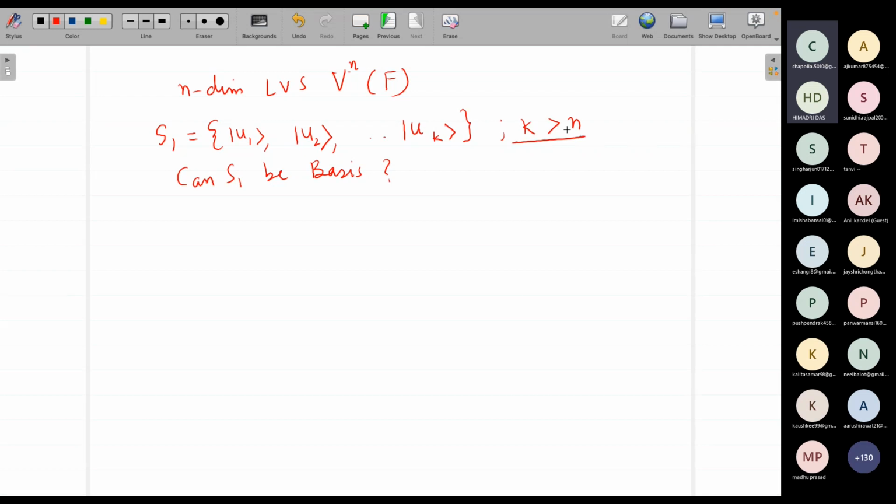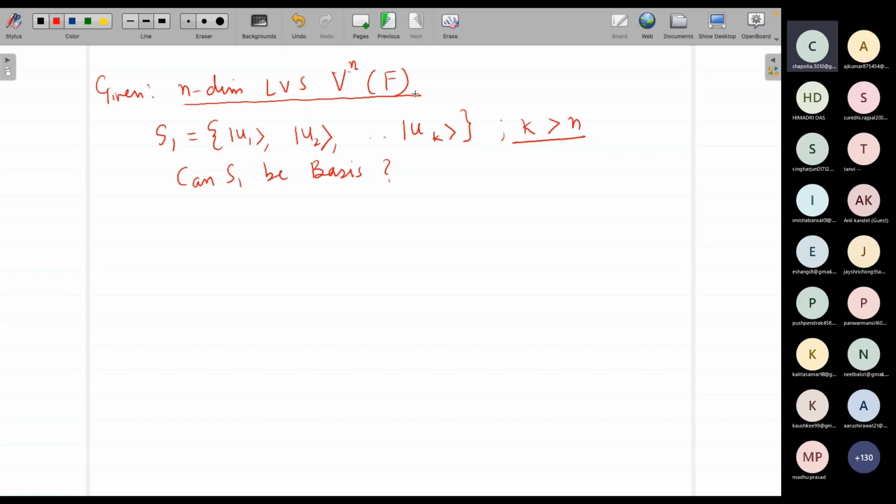S1 cannot be a basis because there must be some vector in S1 that is not linearly independent. The dimension is not changing now; the dimension n is already given in the problem, so I cannot change that.